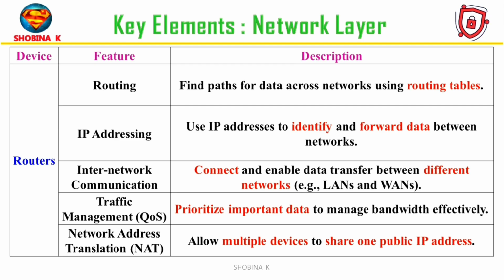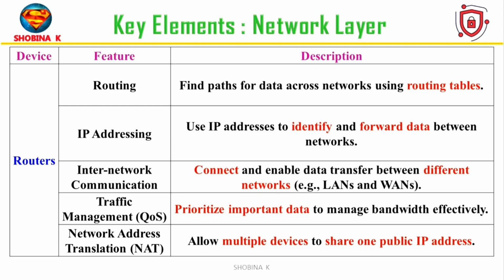Next, traffic management. Routers can implement quality of service, which helps to manage internet traffic. Thereby, it makes sure important things like video calls get priority over less important things like downloads. So this way, video calls work better even when the internet is busy.